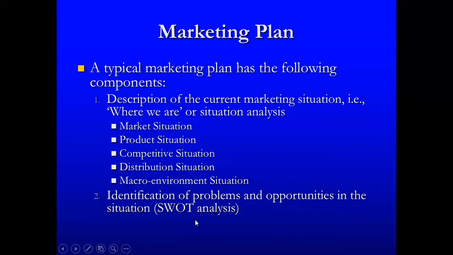Then finally, marketing plan. A typical marketing plan has the following components. So first is a description of the current marketing situation, that is situational analysis. So situations include market situation, product situation, competitive situation, distribution situation, macro environment situation. The second is SWOT analysis or analysis of strengths, weaknesses, opportunities, and threats.